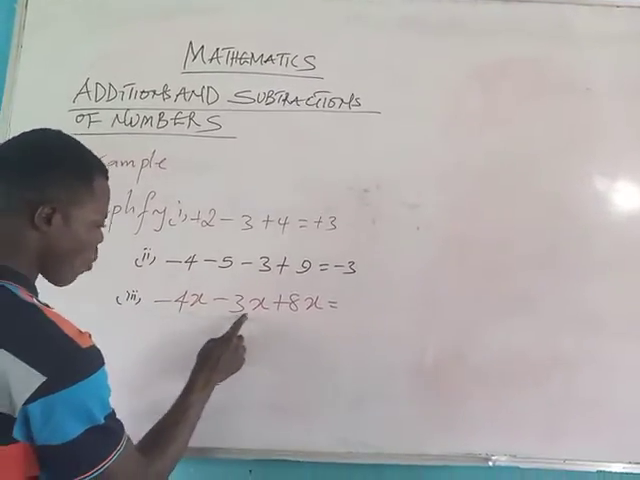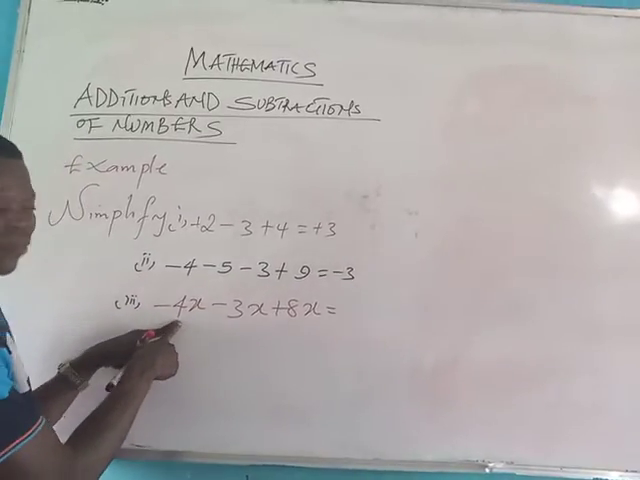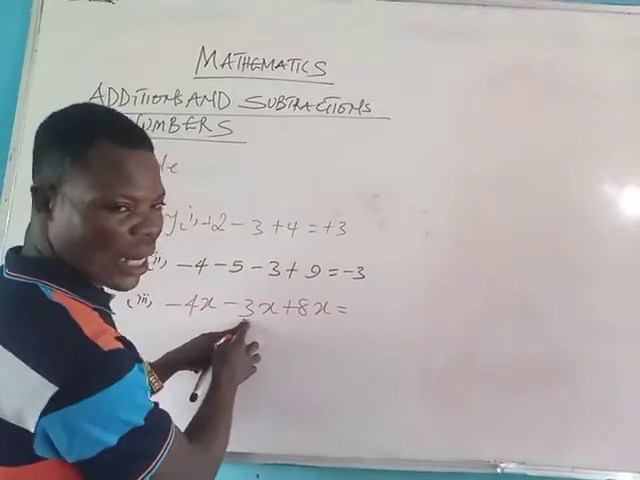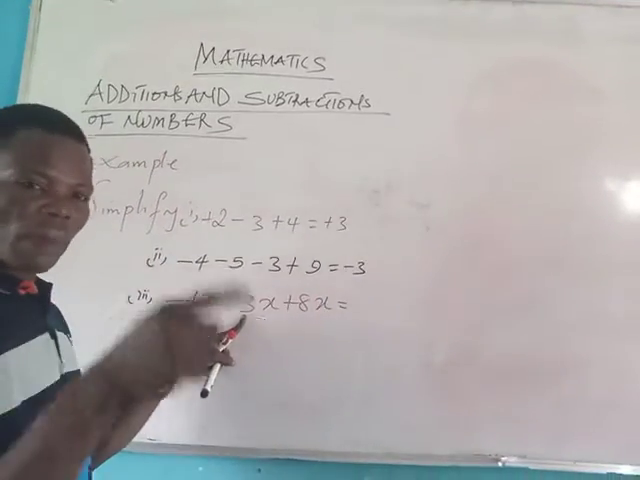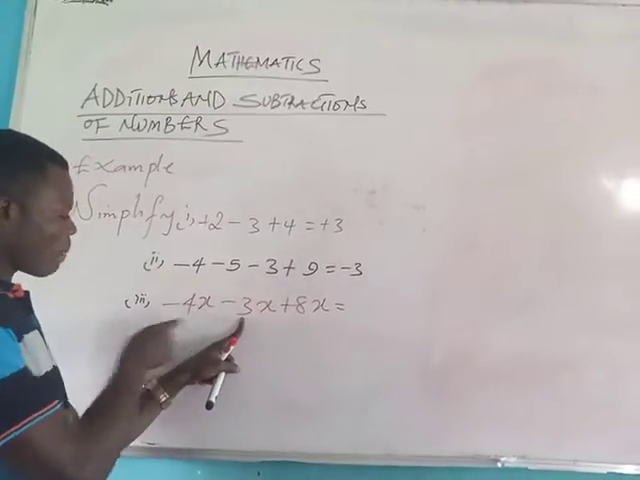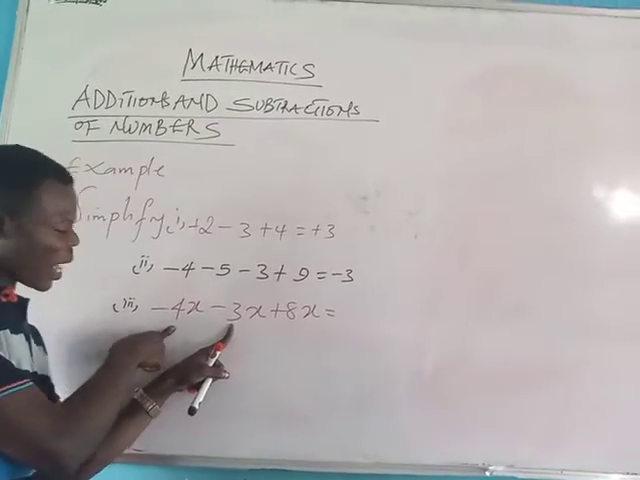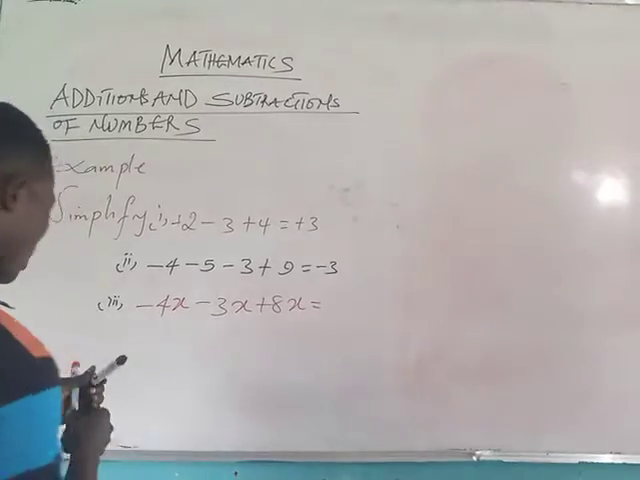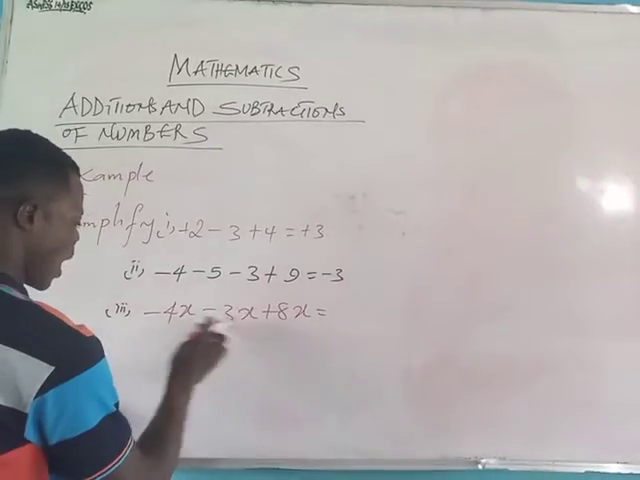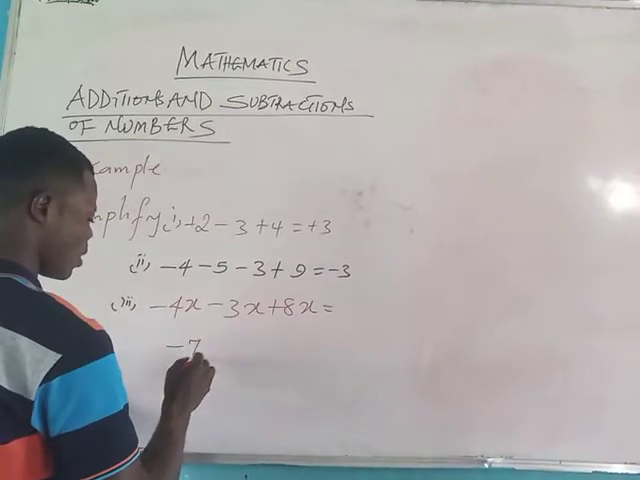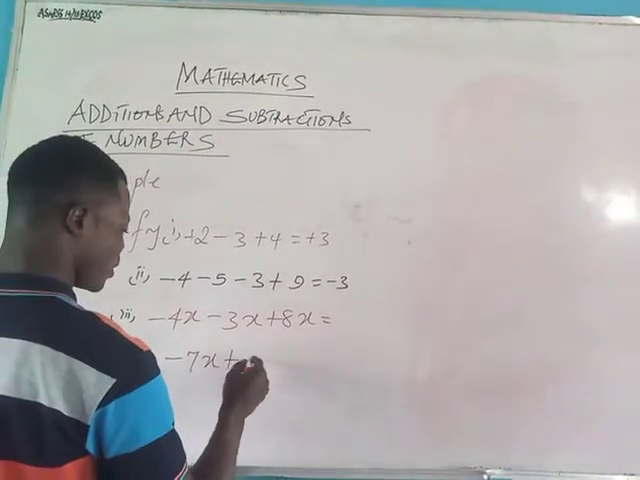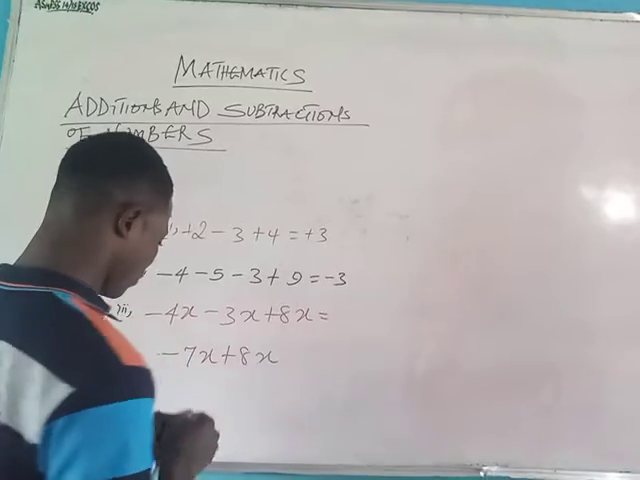Then deal with their coefficients. This is 4 naira, you are owing someone 4 naira. This is 3 naira, you are owing another person or the same person 3 naira. The 4 naira here and the 3 naira here means you are owing 7 naira. Therefore, this and this will give you minus 7x, then this plus 8x.